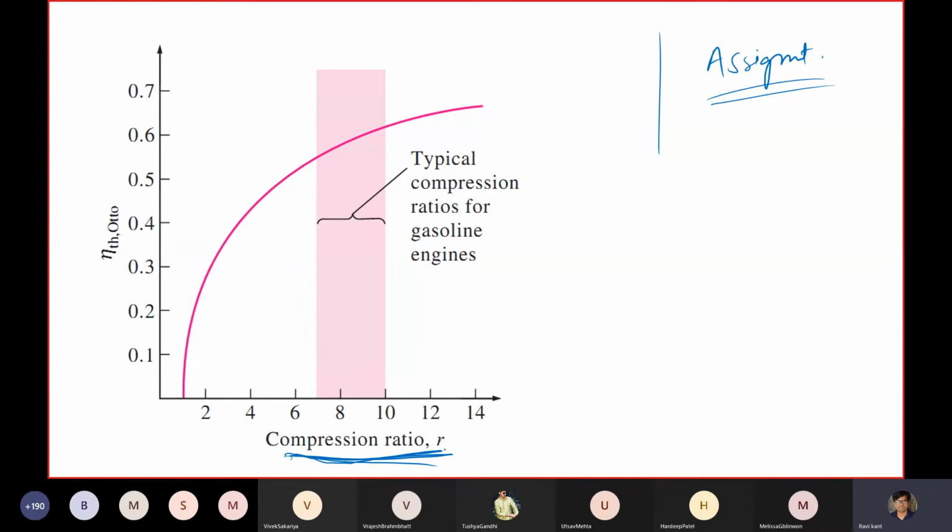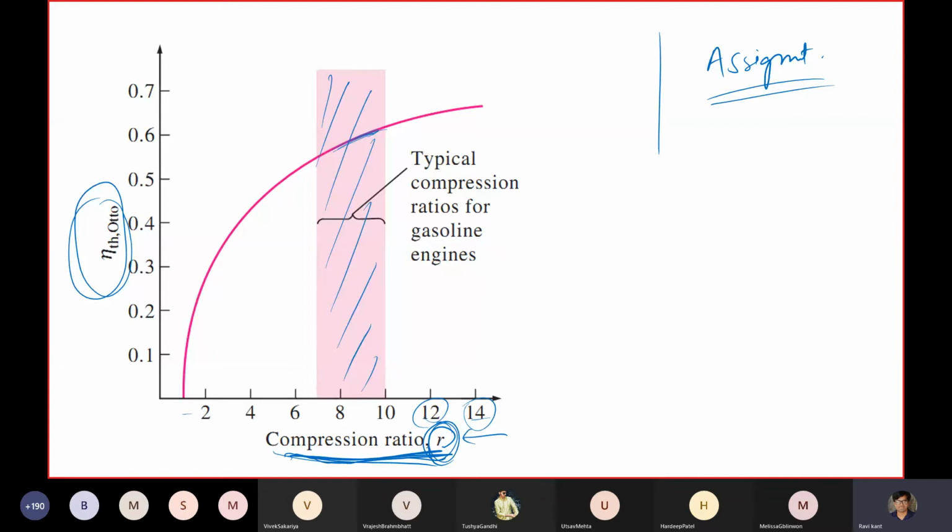People have varied this compression ratio from 1 to 14, and people have seen that within this range the efficiency of the Otto cycle improves. After 10 or 12, the compression ratio is not feasible because of the physical constraints of your materials, which may fail at higher compression ratios. So this is the optimal range you could think of.